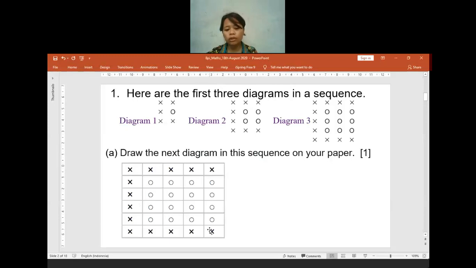If there are more circles or more crosses, I will mark it as wrong. So it means for the number that goes down, I will count it like there are 6 rows of crosses, and in total there will be 14 crosses, and for the circles it will be 16 circles in total.